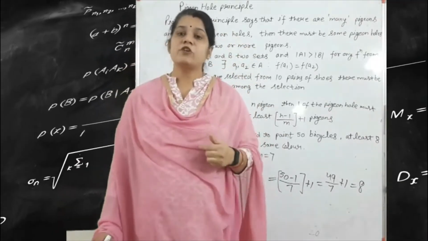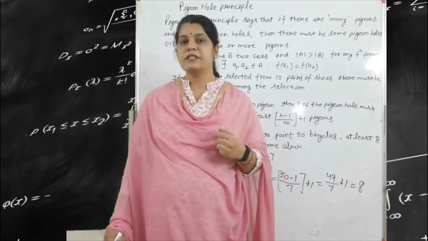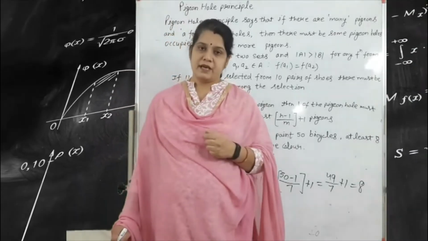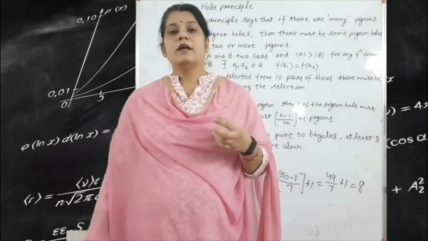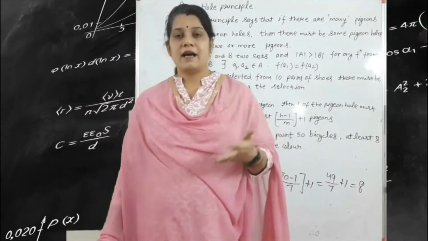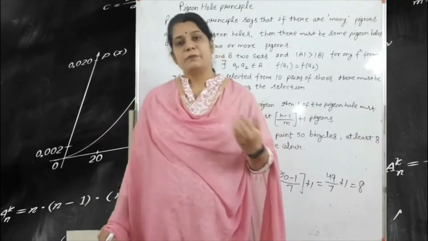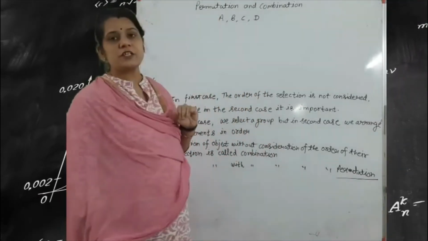Our next topic is permutation and combination. Combination means nCr, and permutation means nPr. You have already seen different types of questions based on nCr, the combination, and nPr, the permutation. So our next topic is permutation and combination.